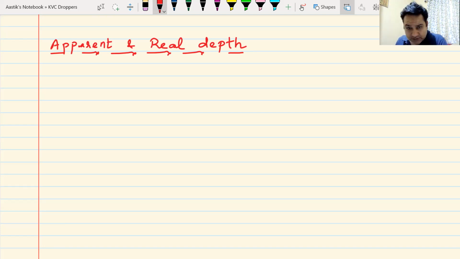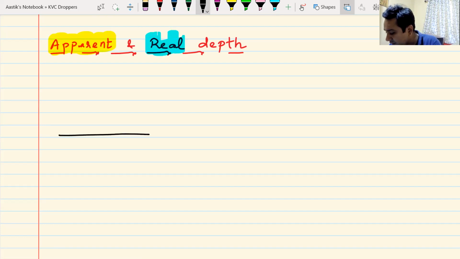Now, whatever depth we actually see is known as the apparent depth. What is the actual depth is known as the real depth. Now, why this happens, I will just draw a diagram. For example, this is the boundary. On one side, we have air, and on the other side, we have water. And this is the normal.